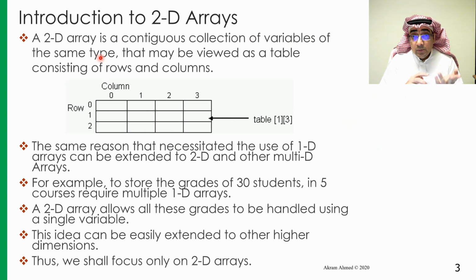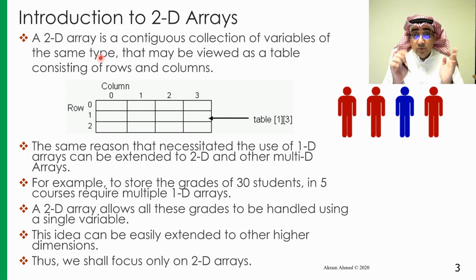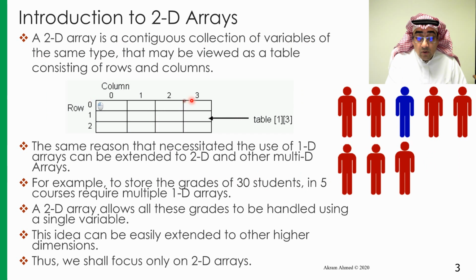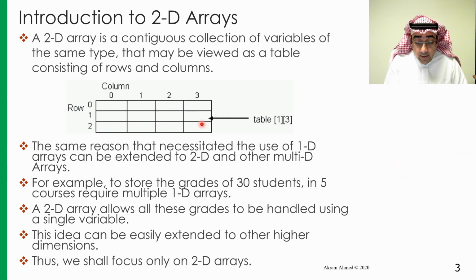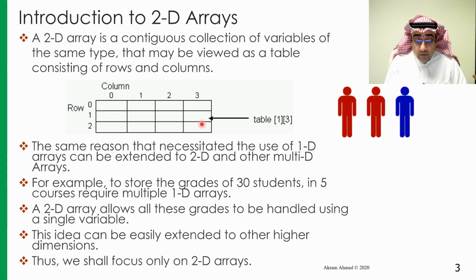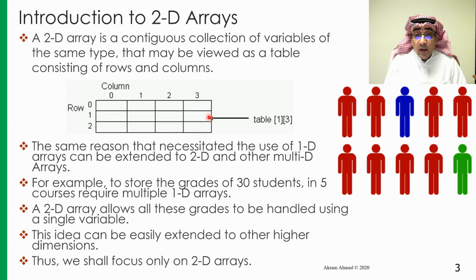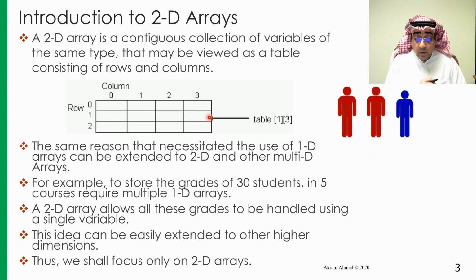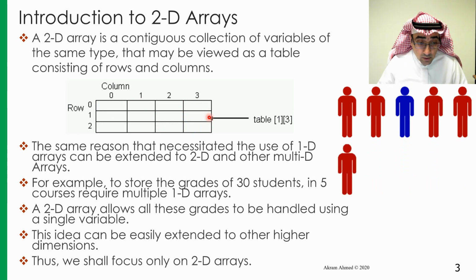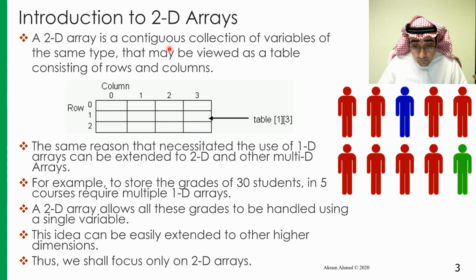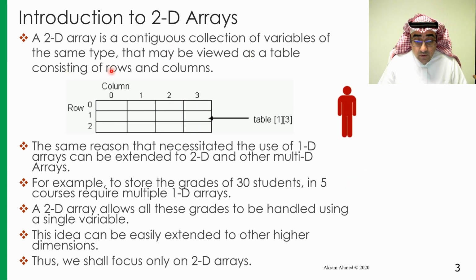The only difference between a 1D array and a 2D array is that the 2D array has two dimensions, so it has rows and columns. As you can see, these are columns and these are rows. In the rows and columns you can enter data, and all of the elements of the array are the same type, an integer or a double or whatever you have declared them. So you can view it as a table consisting of rows and columns.